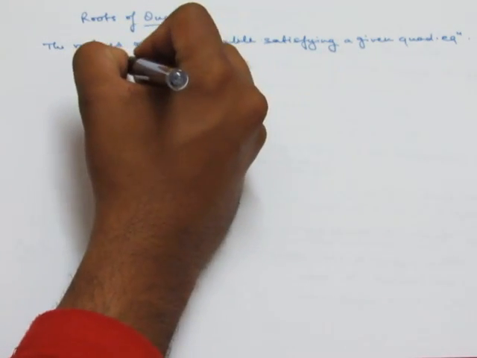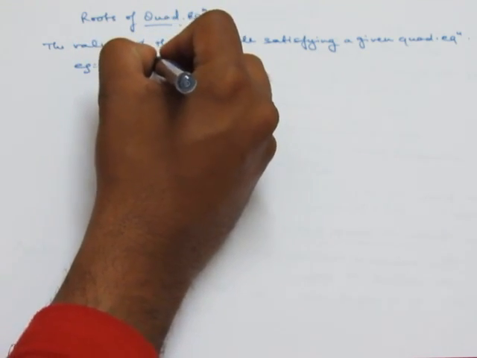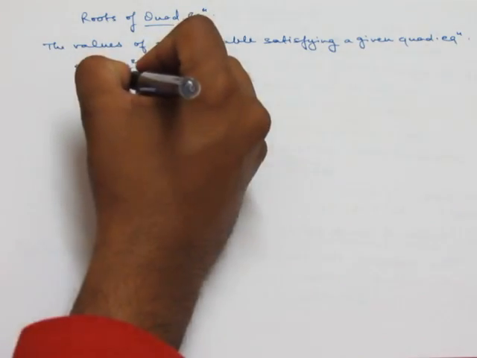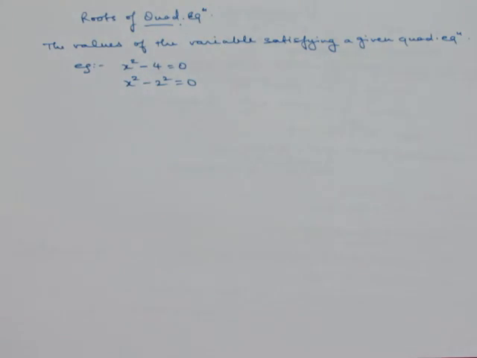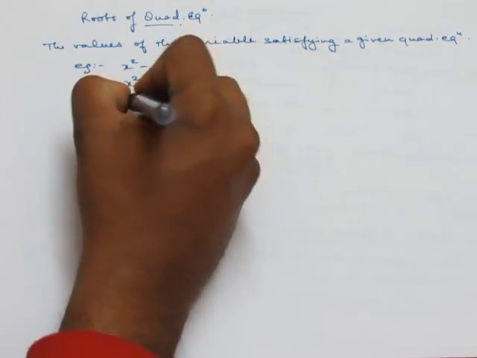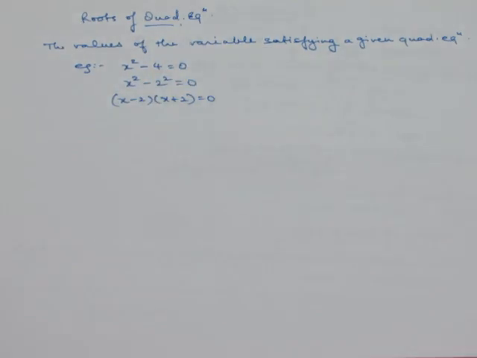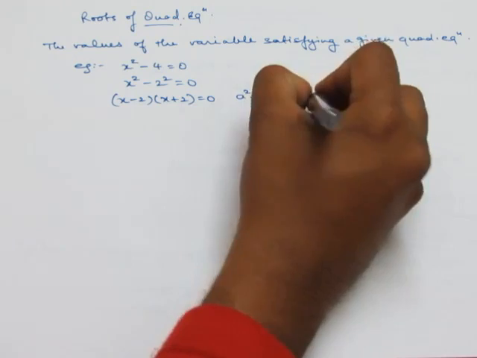Let's see, I have an equation x square minus 4 equals to 0. So everybody knows that this can be written as x square minus 2 square equals to 0. Alternatively, this can be written as (x minus 2) into (x plus 2) equals to 0, using the identity a square minus b square is equals to (a plus b) into (a minus b).